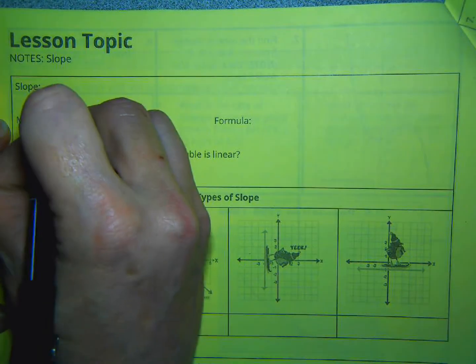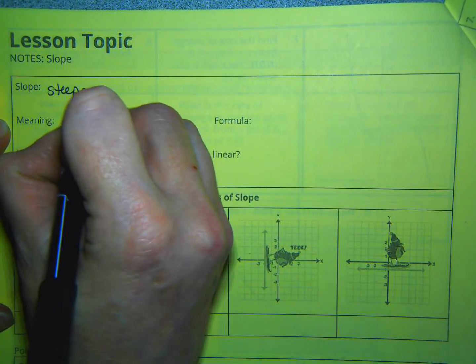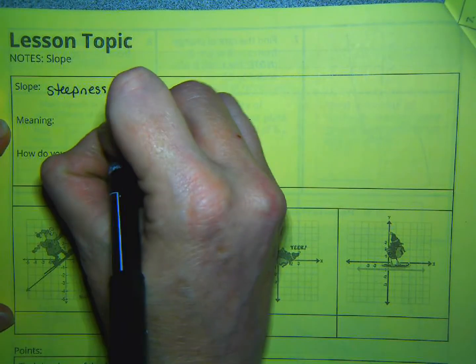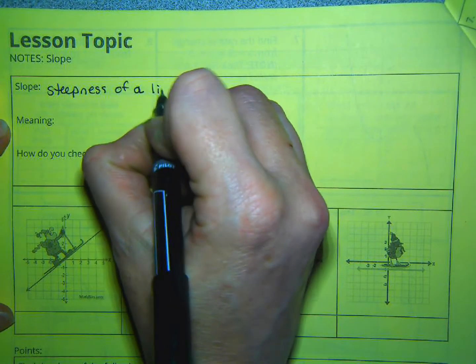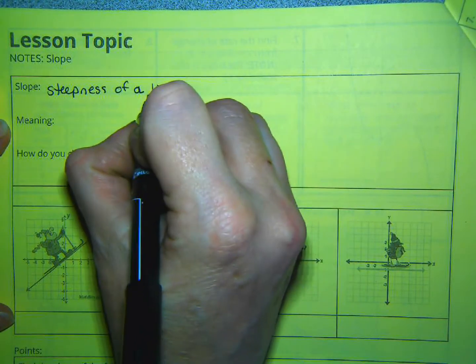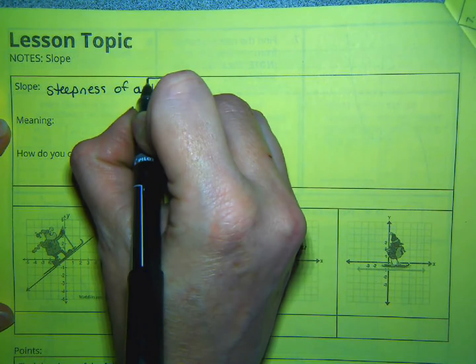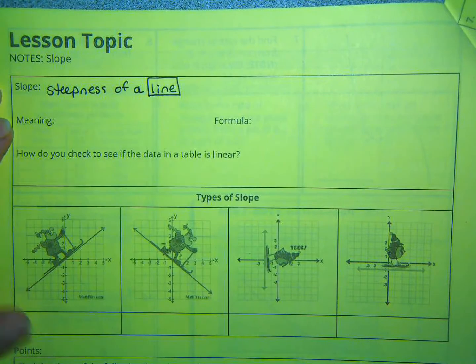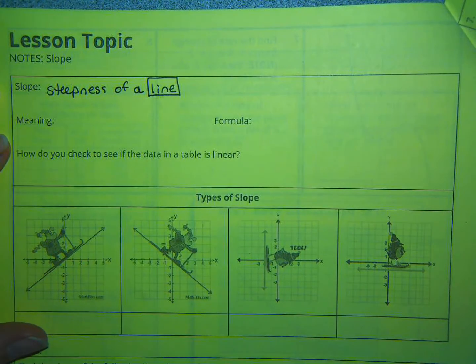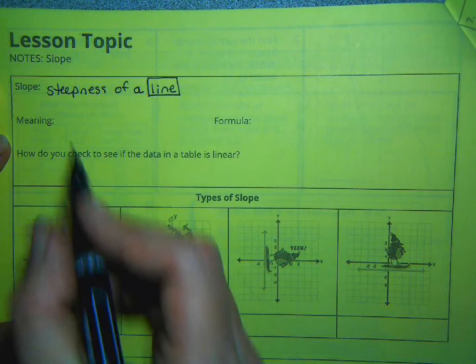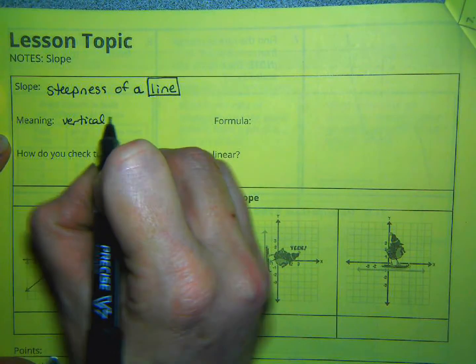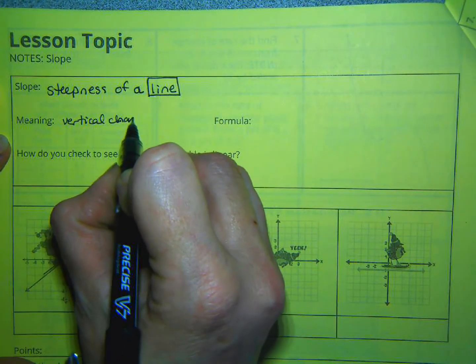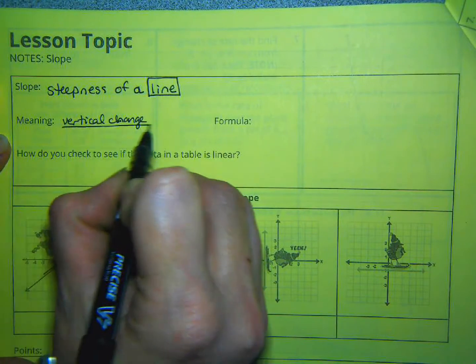Slope really is about the steepness of a line. And it's really important that you understand that we are talking about a line. So slope only pertains to lines. What it actually means is what is the vertical change in that line when you compare it to the horizontal change.